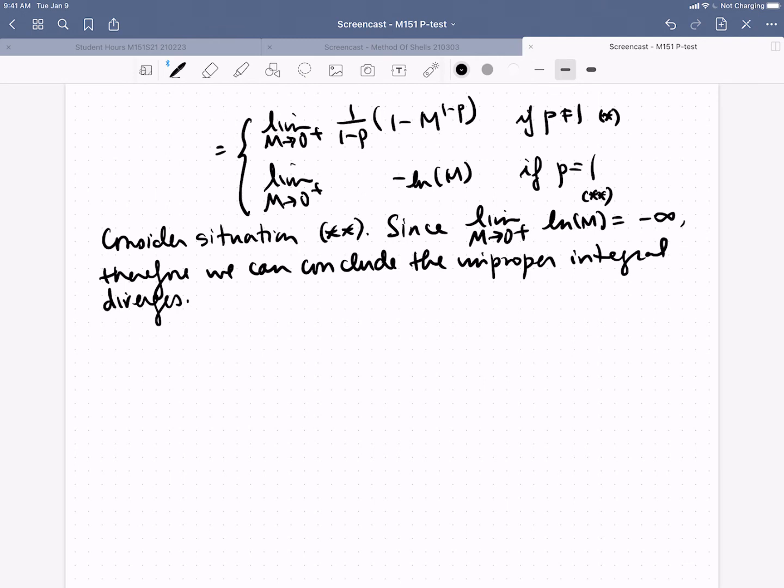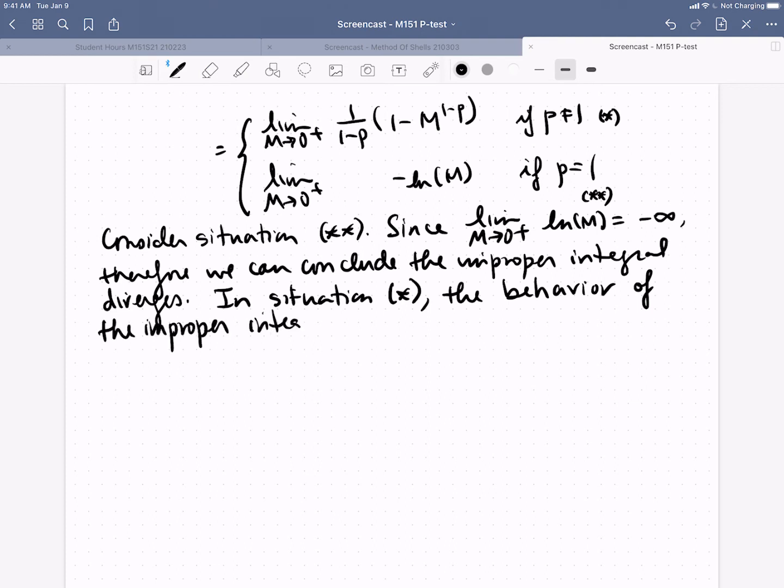So now consider the other situation. The behavior of the improper integral depends on the sign of 1 minus p. And there's two things that can happen. Either 1 minus p can be positive or it can be negative.